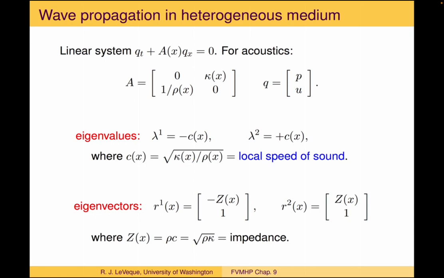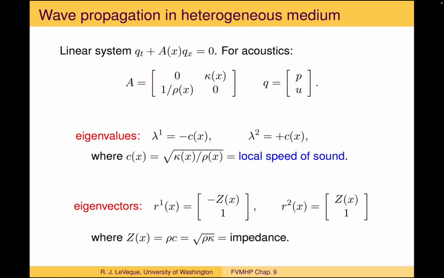For this linear system that we're looking at for acoustics, we can calculate for each x what the eigenvalues and eigenvectors are. And of course, the matrix has the same form as what we had before. So the eigenvalues are simply plus and minus c, but now the sound speed c depends on x: it's the square root of K over rho at each point x. And the eigenvectors have the same form as before. The first eigenvector, r1, has minus Z in the first component, where Z is the impedance, and the r2 eigenvector has plus Z in the first component. So for each x, we can calculate the eigenvalues and eigenvectors.